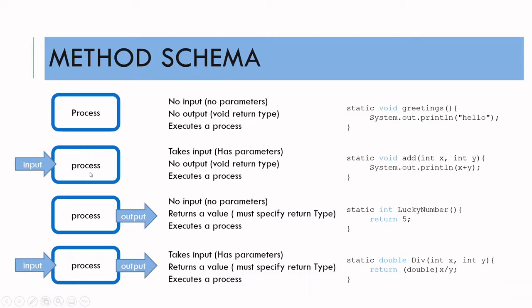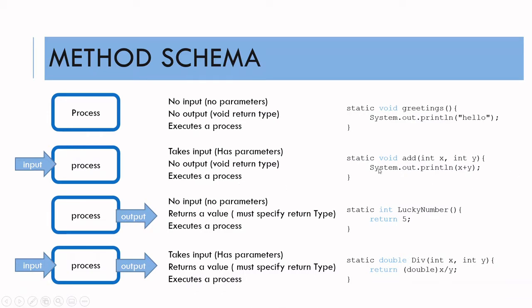The next scheme is that the process or the method takes input, but it does not produce any output. So it has no output. If it takes input, that means it has some parameters. And if it doesn't have any output, then we say that the return type is void. And the body of the method is going to execute a certain process.